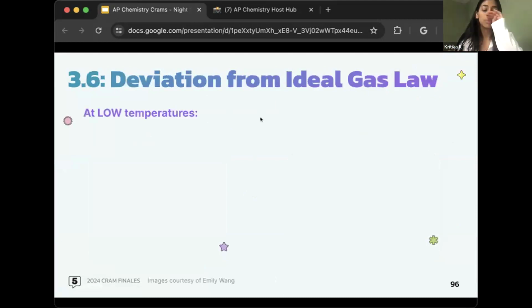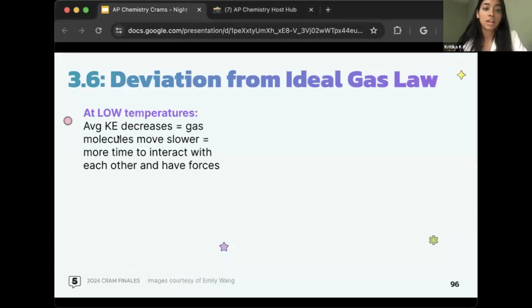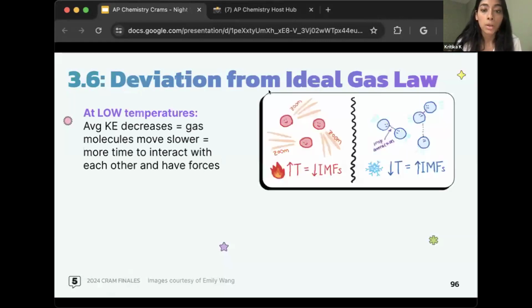Okay. So we also do have to take into account some deviations from the ideal gas law. At low temperatures, we have to recognize that average kinetic energy decreases because gas molecules move slower. If gas molecules are moving slower and they're not colliding all the time, then that will give them more time to interact with each other and have forces that are bonding them closer together.